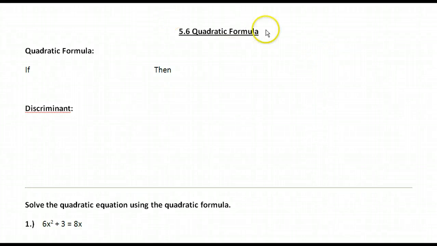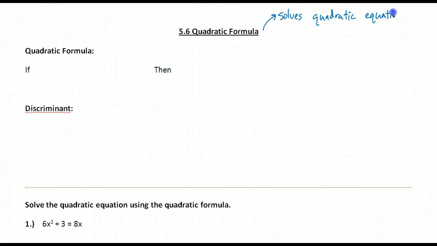The quadratic formula gives us a way to solve any quadratic equation. Even if the quadratic equation could be solved using a different method, such as factoring, or solving for x directly, or completing the square, we can always use the quadratic formula. It's just not always the quickest method. So here's how the quadratic formula works.